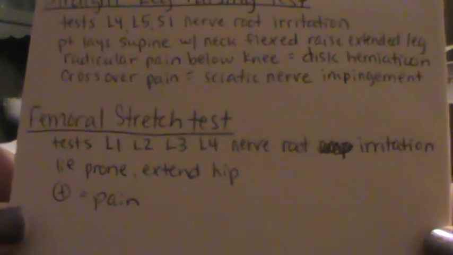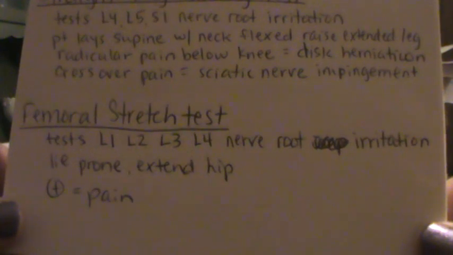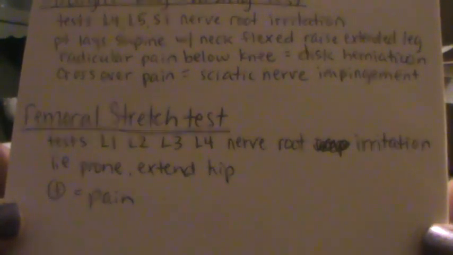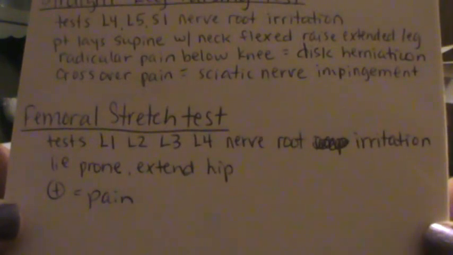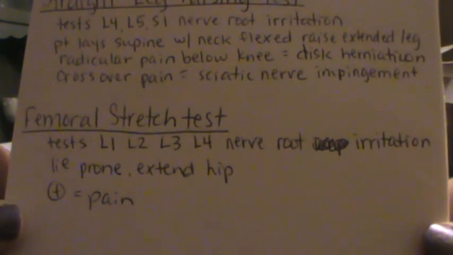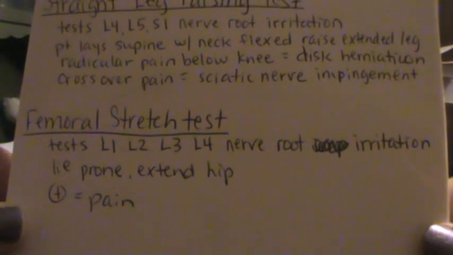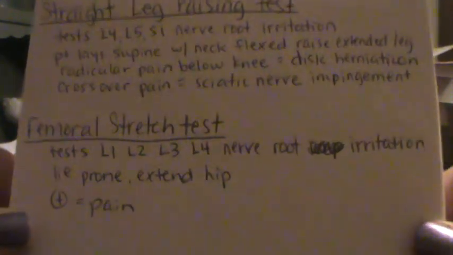The next test is the femoral stretch test. It tests L1, L2, L3, and L4 for nerve root irritation. We want the patient to lie prone and extend the hip. If there's pain, then that's a positive test.